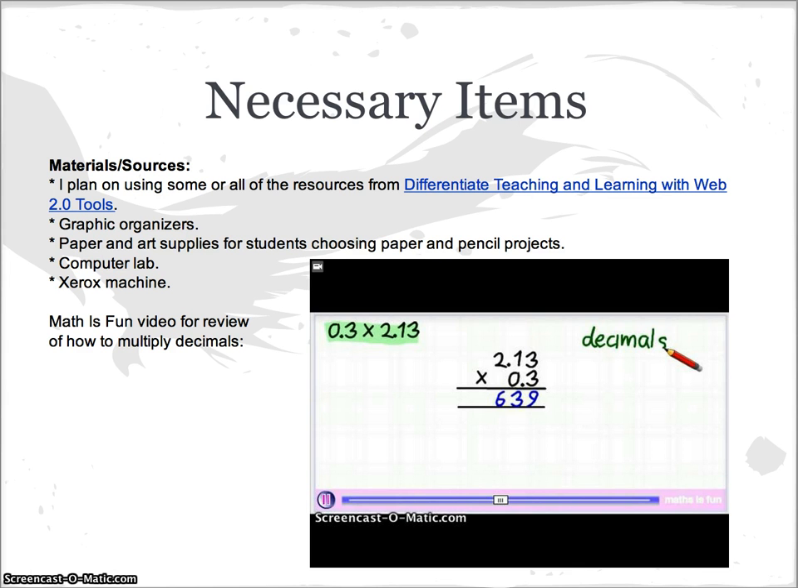Graphic organizers were blank templates for comic strips, and the students used some of those. Probably about half the class opted to use some method of planning before they jumped on the computer. Paper and art supplies were for students choosing to use paper and pencil projects.